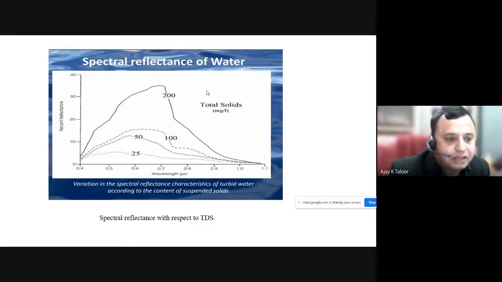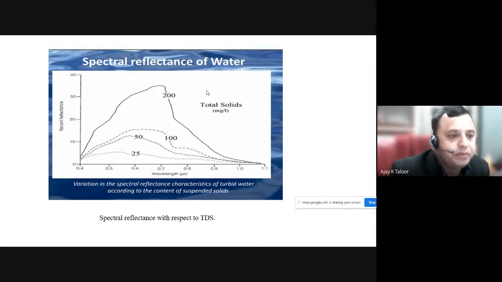So, as I told you, we are also able to know about the quality of the water. If you have total solids, that is, the suspended solids are very high in the water, then the spectral reflectance curve is very sharp. If the water is pure, with no suspended solids found in the water, then the curve is like this.